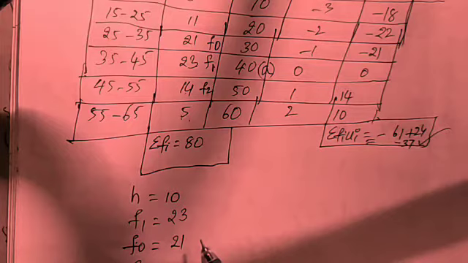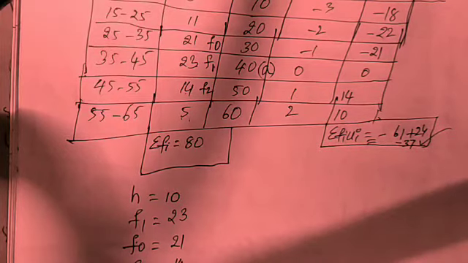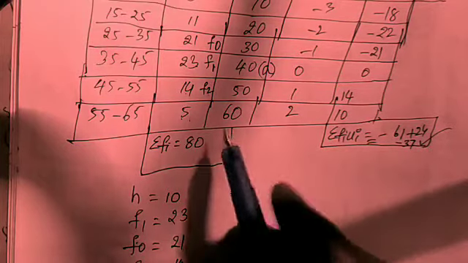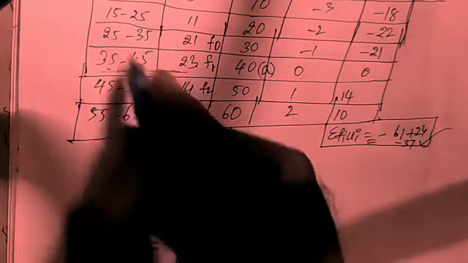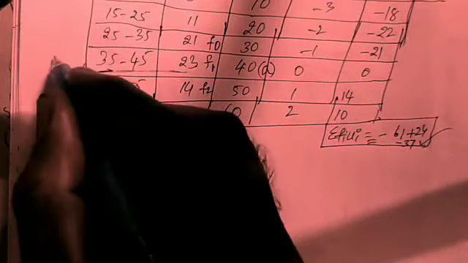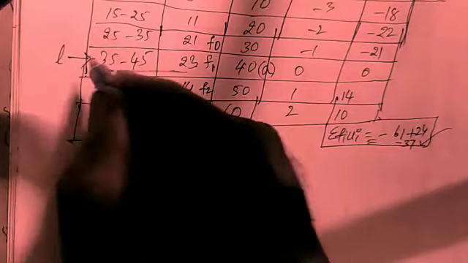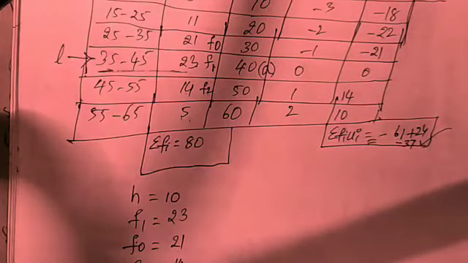For F1, the model class is the highest frequency class, 23, and L is taken as 14. So the lower boundary of the model class is 35. The model class F1 is called L, the lower boundary of the model class, so L equals 35. Now simply by substituting these values in the formula, we get the mode.